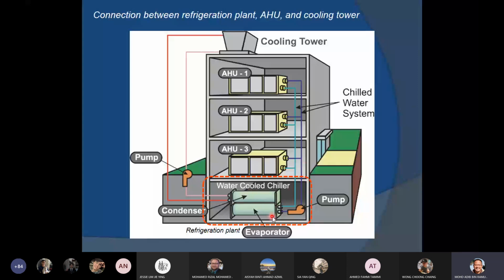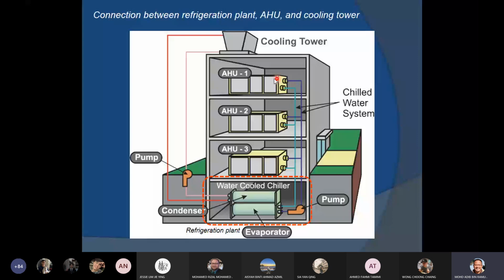So from the evaporator, the chill water supply. Probably some of you have noticed this when you look at the pipes. If you look up at the ceiling, you can see a pipe labeled CHWS. CH means chill, W is water, S is supply. CHWS is chill water supply, so it supplies chill water to the AHU.